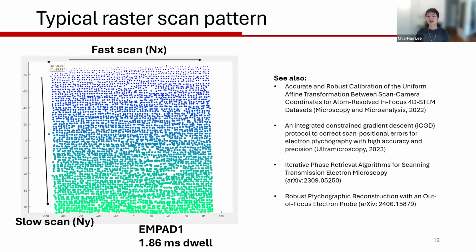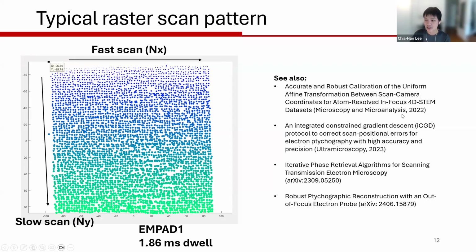Okay, so here's an example of a typical raster scan pattern that was acquired back in my PhD on the MPAD-1, where we have a 1 millisecond dwell, but also 0.86 milliseconds of readout time. So overall, each diffraction pattern is separated by nearly 2 milliseconds, which is very slow. And given that we have a drift rate of around 0.1 angstrom per second, and we're taking only 128 by 128 diffraction patterns here, you can see that there's a significant amount of shearing happening between the slow scan and fast scan direction.